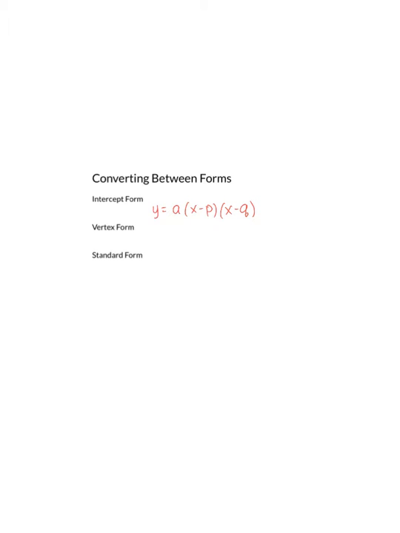And the vertex form looks like this: y equals a times (x minus h) squared plus k. And then standard form, we already know what it looks like: y equals ax squared plus bx plus c. So here the different variables mean different things.